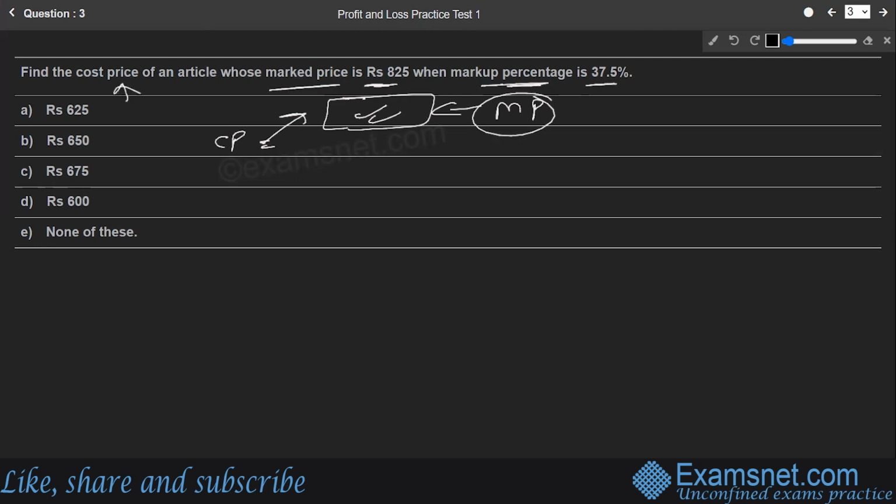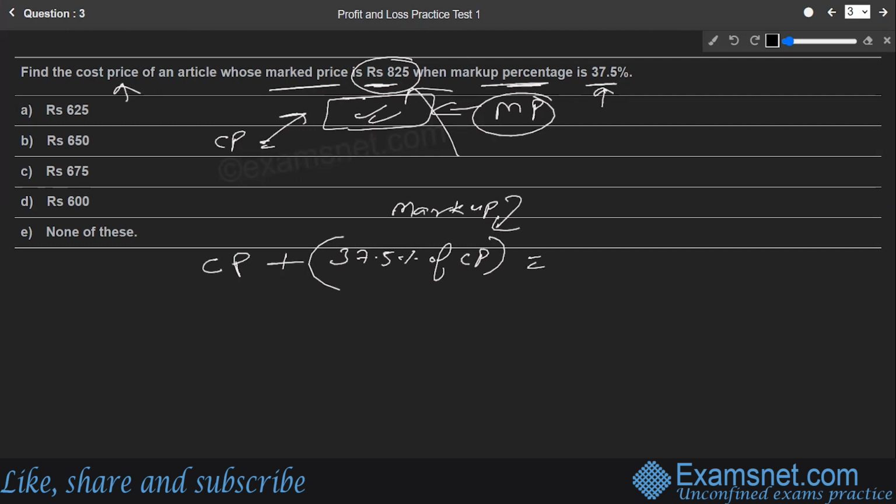So that's what they are saying. The cost price we have to find out whose mark price is 825. The increased price that they have set is 825, and markup percentage is 37.5%. So whatever the cost price would have been, it would have been increased by 37.5%, giving you the ultimate mark price of 825. So we can write cost price plus 37.5% of cost price. That would have been the markup, the increased value, which should have given you the ultimate mark price of 825. So this is the situation.